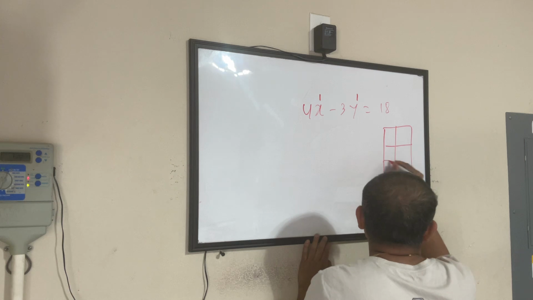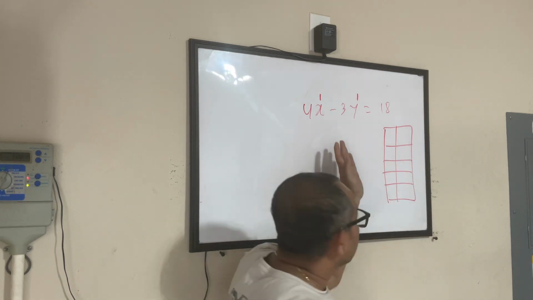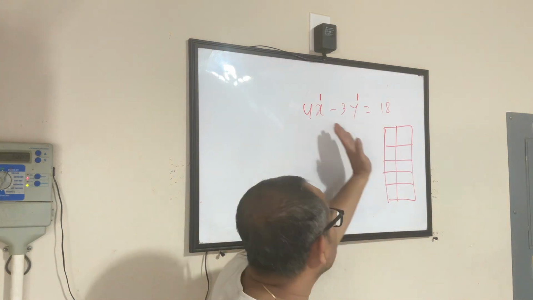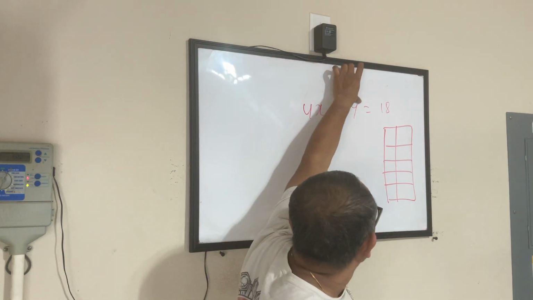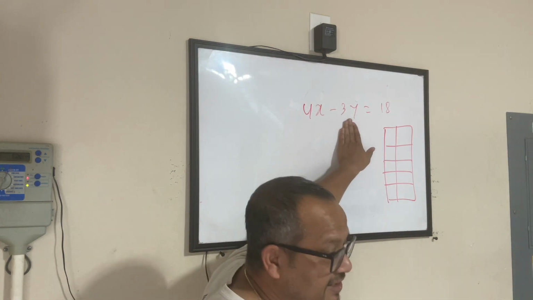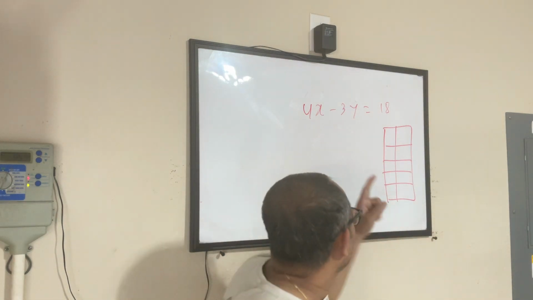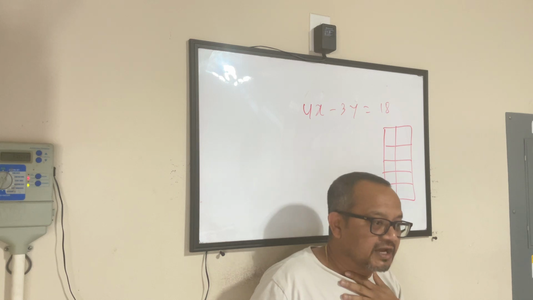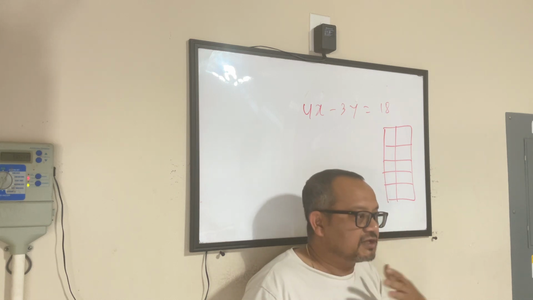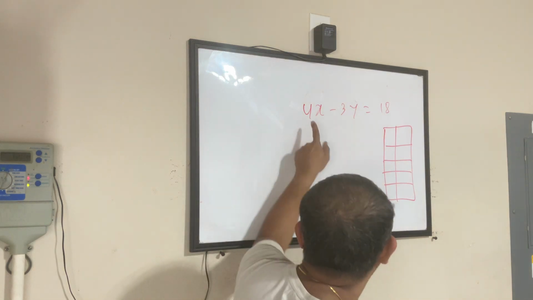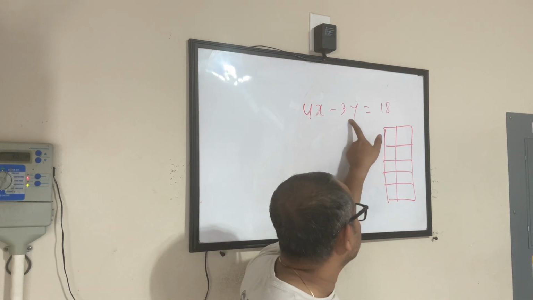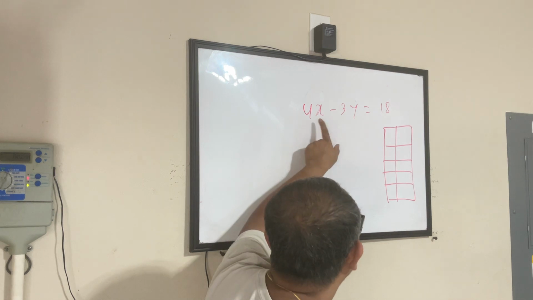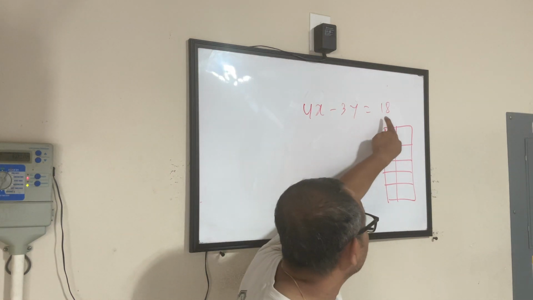Okay. And I'll do one very boring thing one last time. Any equation is nothing but a contract between the variables. It's a contract between x and y. So here x and y have agreed and signed a contract that 4 times, let's say I am x and Dikshita is y. So there is a contract between me and Dikshita that 4 times my value minus 3 times Dikshita's value will be equal to 18.